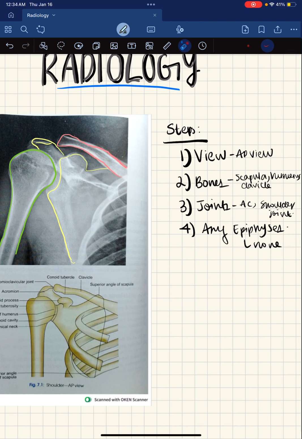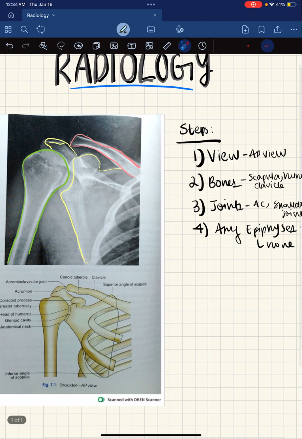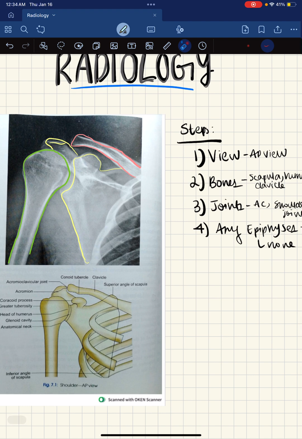After you talk about the bones, the next important thing is the joints that you can see in this particular X-ray. So for this X-ray, you can see the major joint, which is your shoulder joint right here, where you have the head of the humerus articulating with the glenoid cavity. And this joint is a diarthrosis, and it is a ball and socket type of joint. Then another joint that you can see here is the acromioclavicular joint, between the acromion and the clavicle, which is just a plain simple joint. Then another thing you have to say is if any epiphyses are seen. So for the radiograph that I have taken here, no epiphyses are seen.